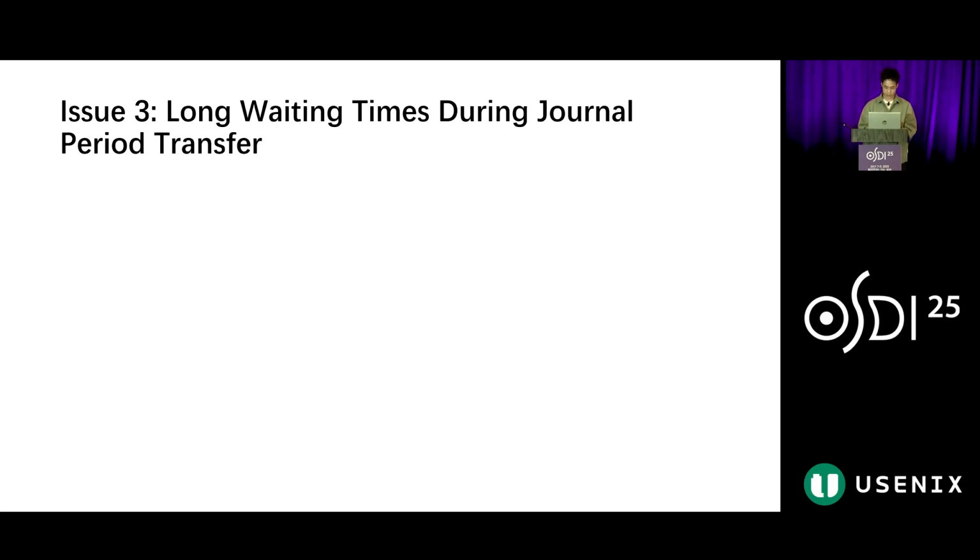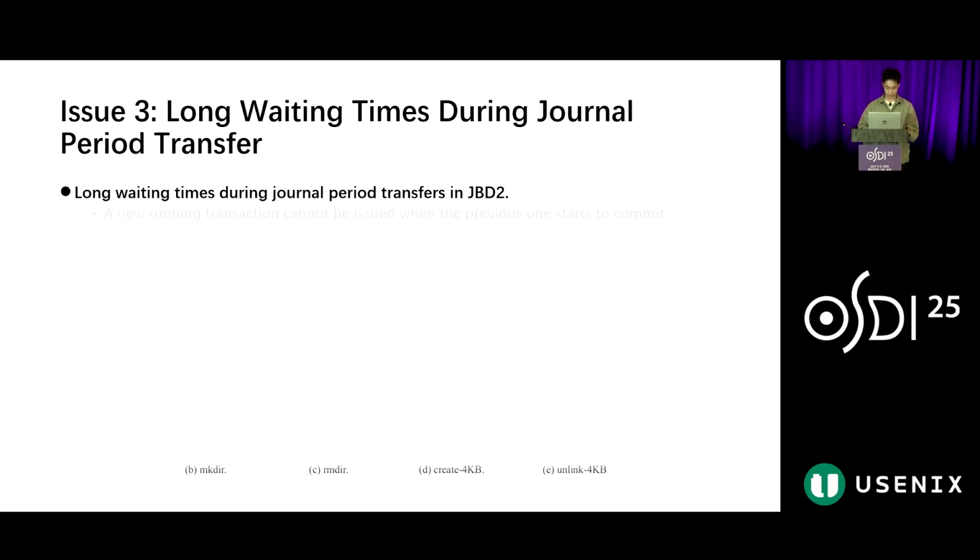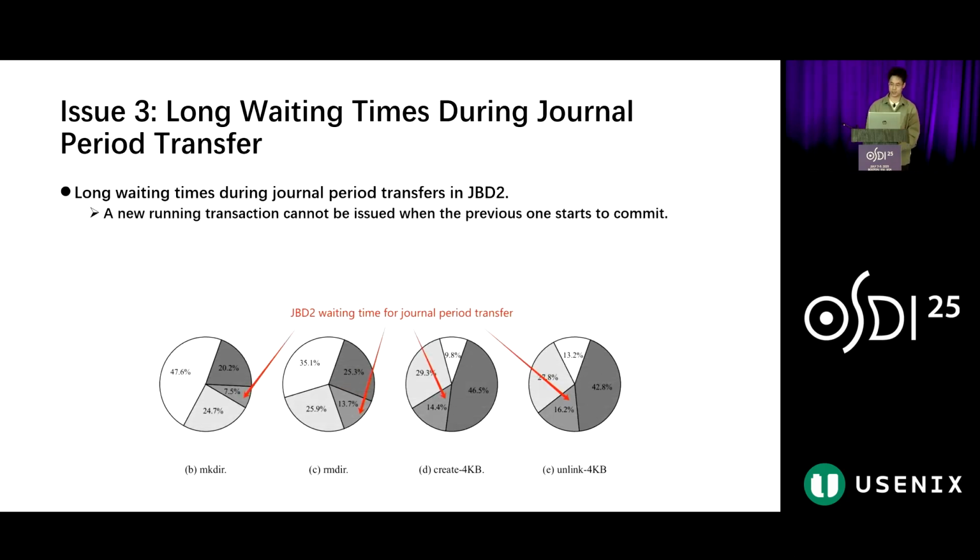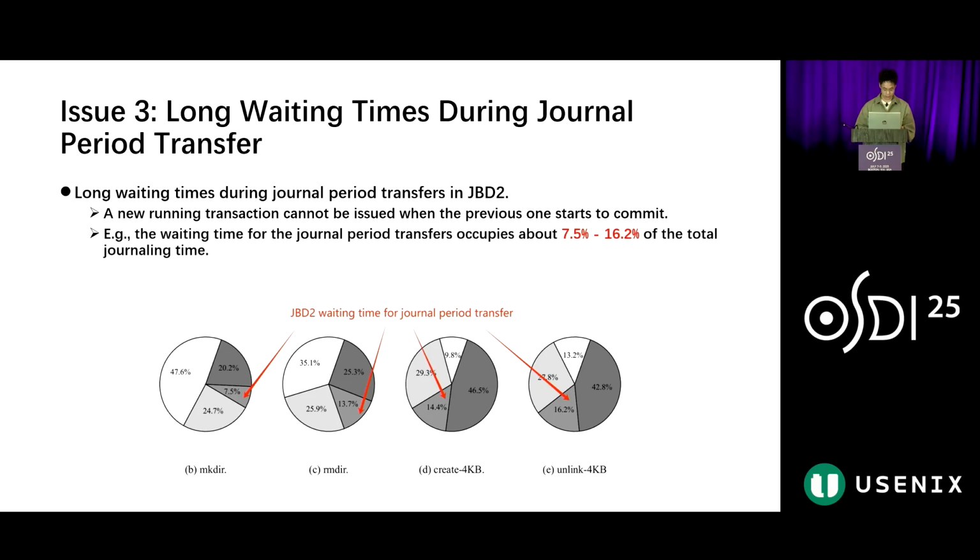And the third issue is the non-waiting times during journal period transfer. In JBD2, the new transaction for the next journal period cannot be directly issued because it couples the control plane and the data plane. Specifically, the preceding transaction needs to wait for the file operations that have not finished journaling. So in our experiments, we can see the waiting time of the journal period transfer also occupies some portion of total journaling time.